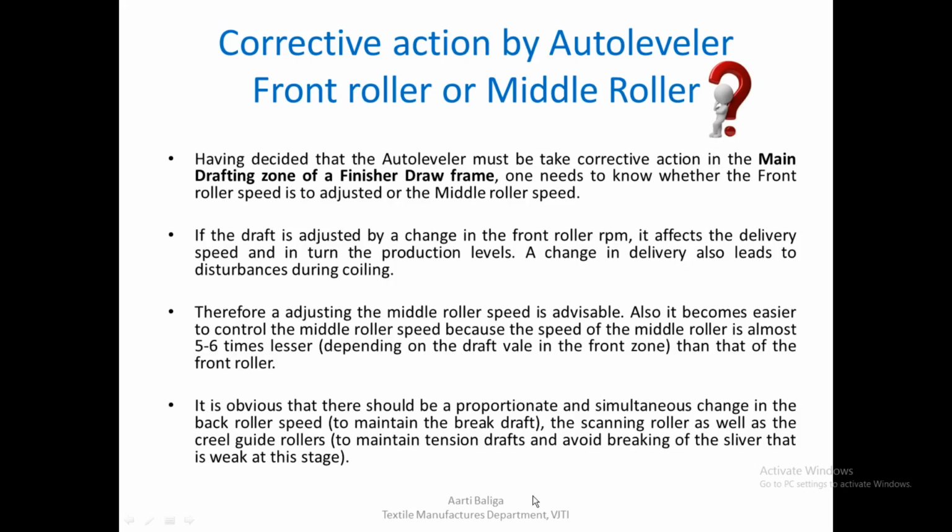So simultaneously, as soon as there is a change in the middle roller speed for changing the draft, it is obvious that we must take care that the back roller speed, as well as the scanning roller and along with that the creel guide roller, all these roller speeds before the middle roller are accordingly or proportionately changed. This is done to avoid breaking of the sliver by changing any kind of tension drafts which we might disturb in the creel, or the brake draft also should not be disturbed whenever we take any kind of corrective action by changing the middle roller speed.